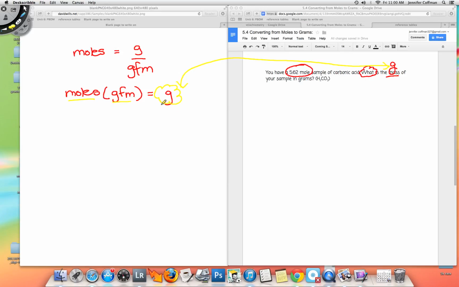Now, lucky for me, they gave me the formula here, H2CO3, to calculate gram formula mass with. So let's go ahead and do that. Let's change it to a color that you can see better. Let's do blue. And we have H2CO3, which is carbonic acid. I know I'm digressing a little bit here, but what happens if they didn't give you this, and they just said carbonic acid? Do you freak out? No, you don't freak out. You go to your reference tables.